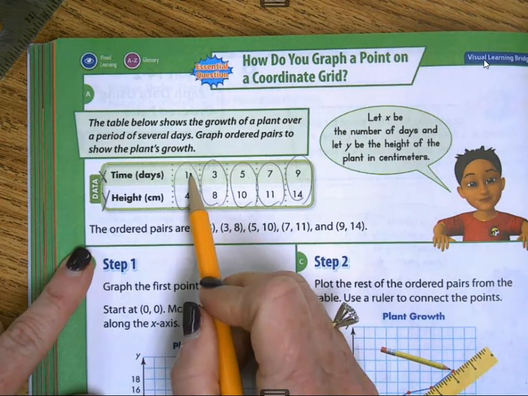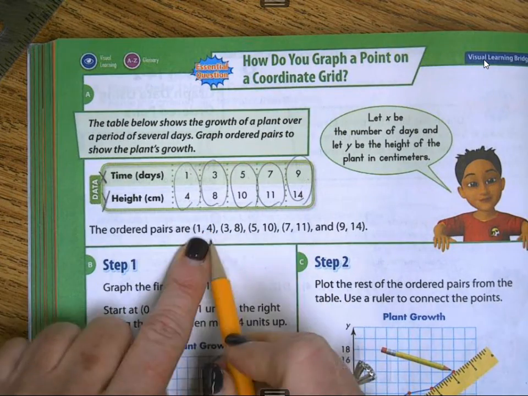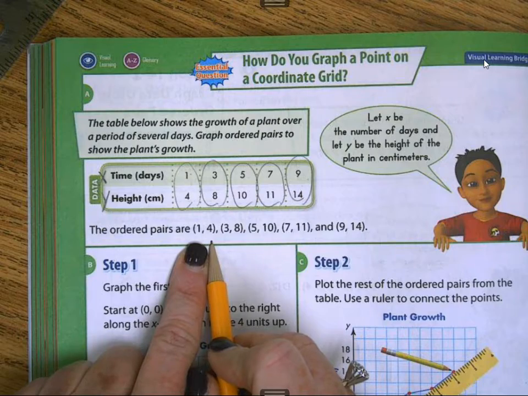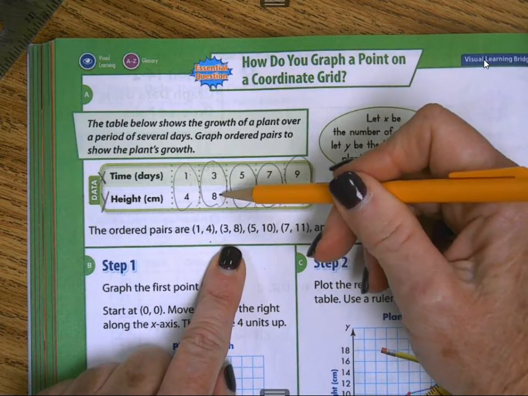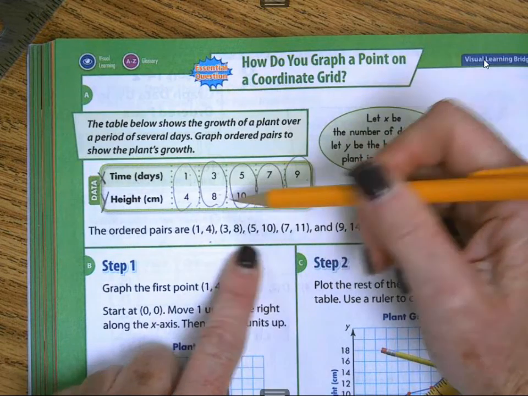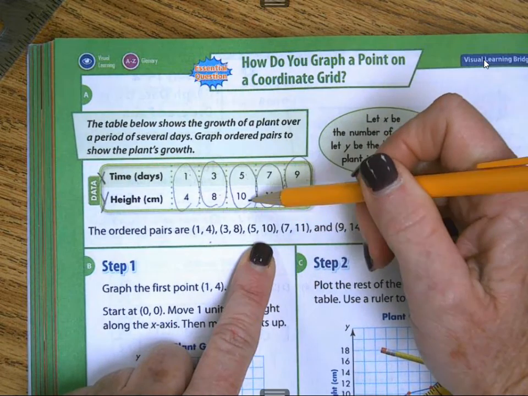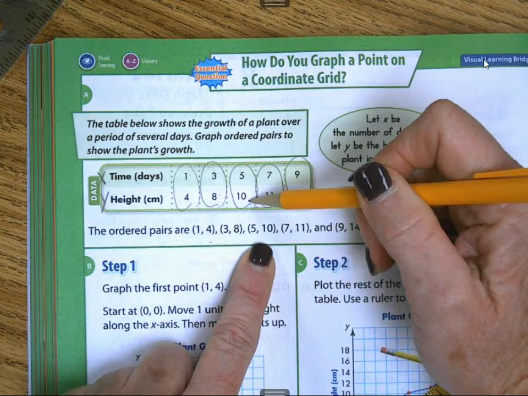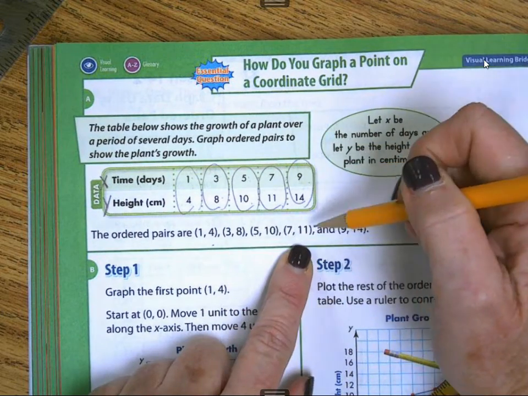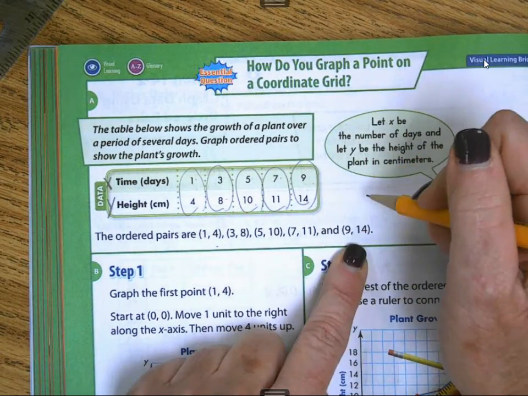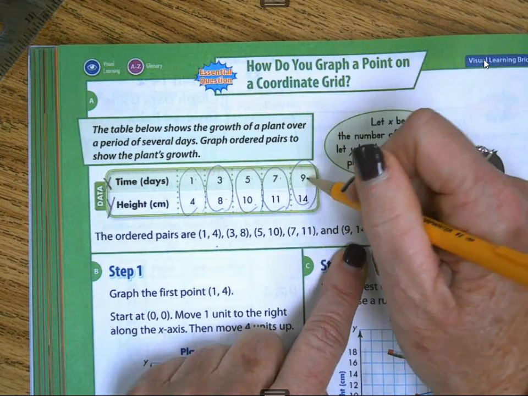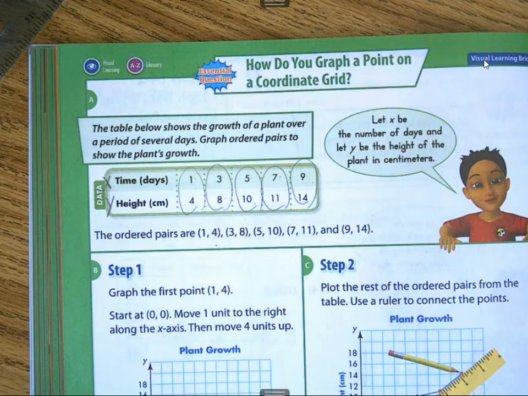So the X value is 1, the Y value is 4 for the first ordered pair. The second ordered pair, the X value is 3, the Y value is 8. The third, the X value is 5, the Y is 10. I think you're getting it here. The next ordered pair, the X value is 7, the Y is 11. And the last ordered pair, the X value is 9 and the Y is 14.